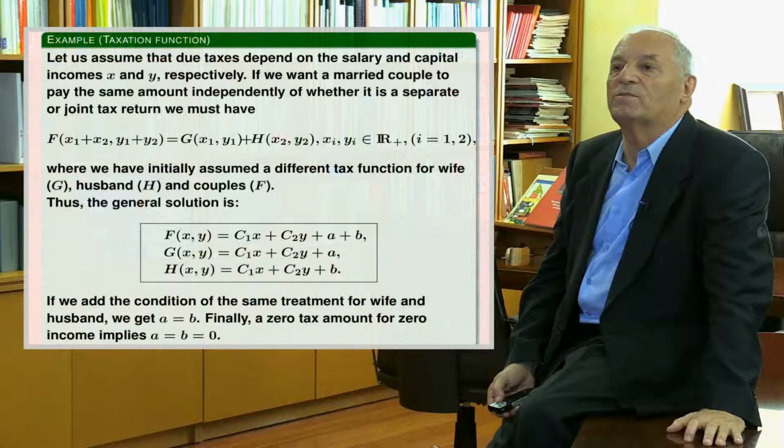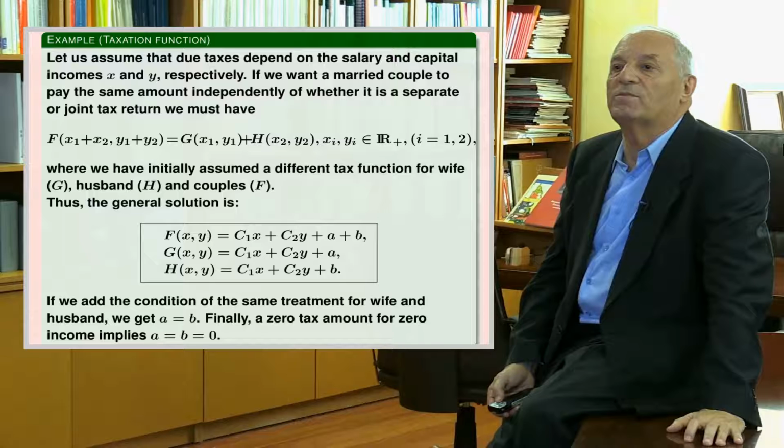Next, we show an example of taxation of functions. Let us assume that two taxes depend on the salary and capital incomes x and y respectively. If we want a married couple to pay the same amount independently of whether it is a separate or joint tax return, we must have the condition stated in the first expression on the slide, where we have initially assumed a different tax function for wife G, husband H, and couples F. This is a Pexider equation 1, and thus the general solution is the one indicated.